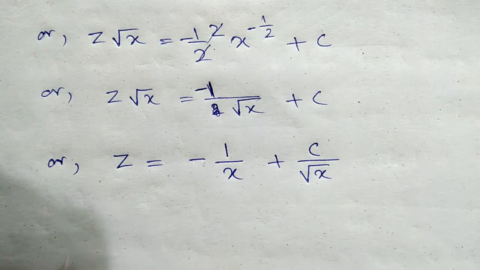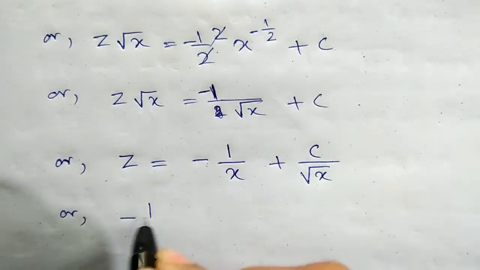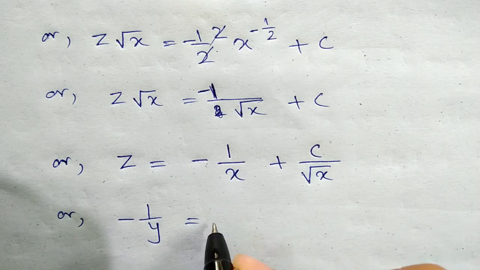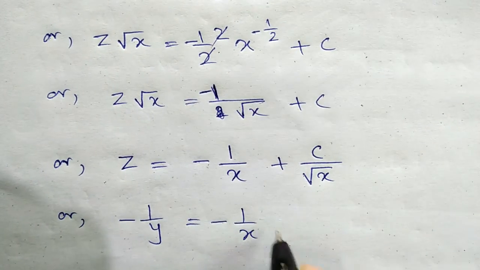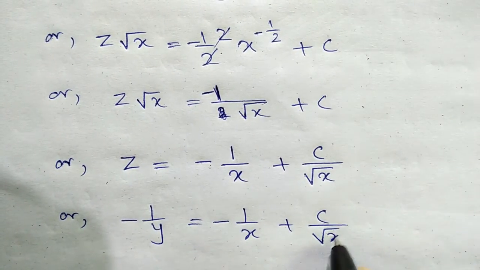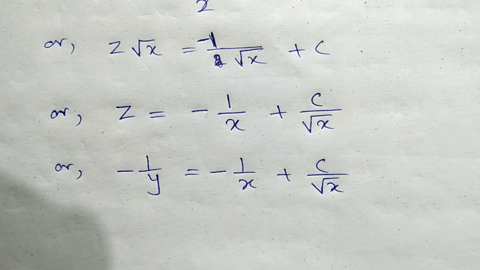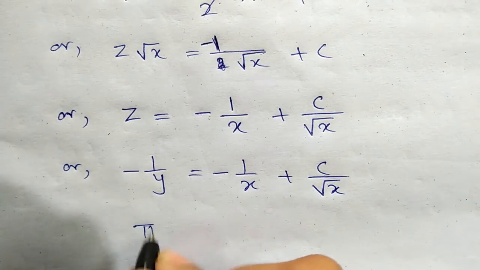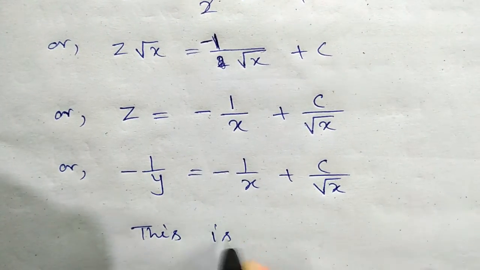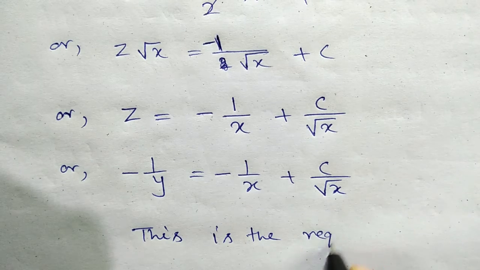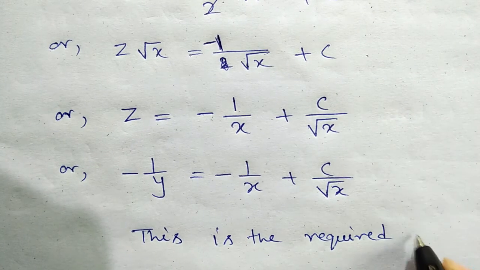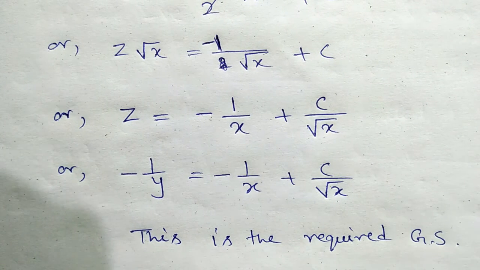Now put the value of z. z is -1/y. So this is the general solution. This is the required GS or general solution.